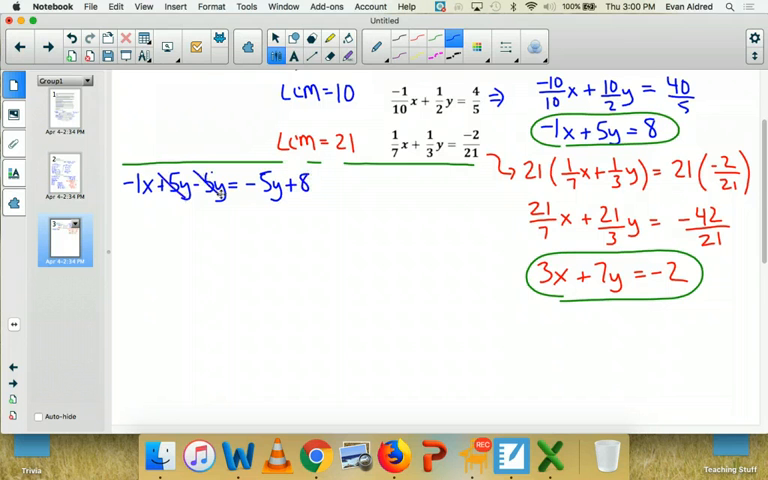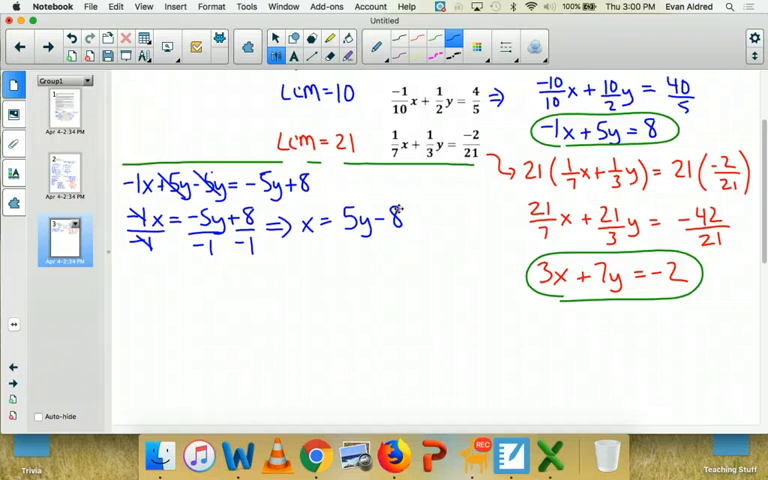Well, we don't want negative x, we want positive x. So we're going to have negative 1x equals negative 5y plus 8. Divide by the negative 1. And when we isolate x, it's equal to plus 5y and negative 8. Now we've isolated x in our blue equation, which means we have to plug it into our red equation. So where I see an x in that equation, I'm going to substitute in 5y minus 8.